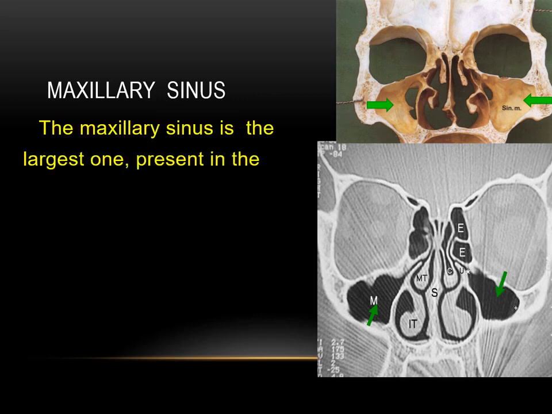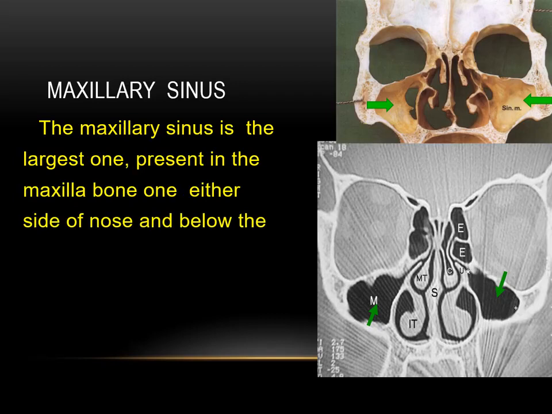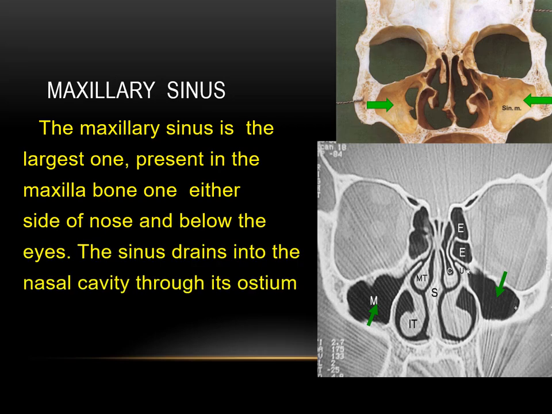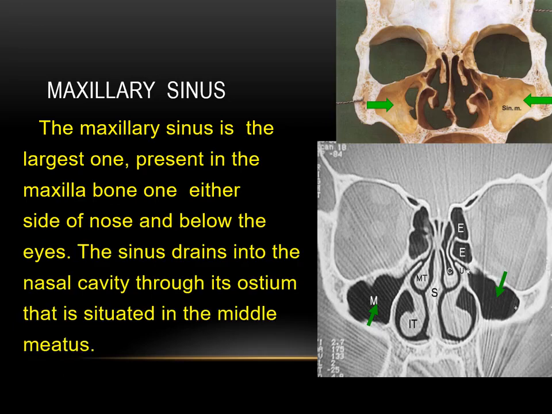The maxillary sinus is the largest one, present in the maxilla bone, one on either side of the nose and below the eyes. The sinus drains into the nasal cavity through its ostium, that's situated in the middle meatus, as we said before.